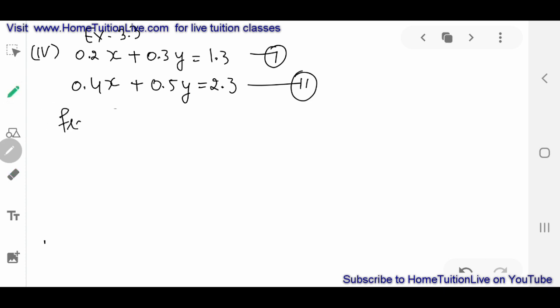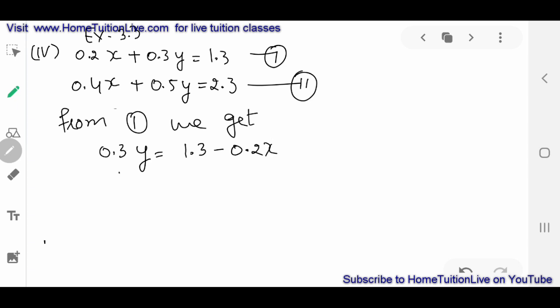From the first, we get 0.3y equals to 1.3 minus 0.2x. Y is equal to (1.3 minus 0.2x) divided by 0.3. This is our third equation.